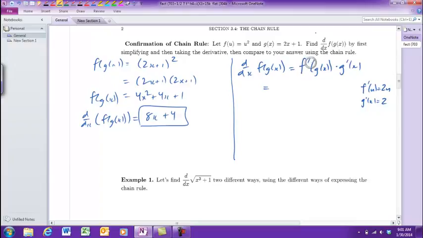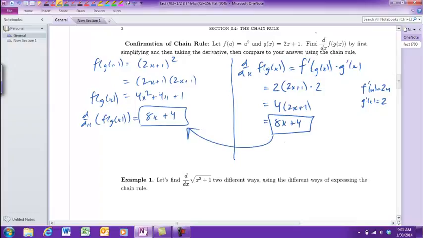So what is f prime of g of x? That means I'm plugging g of x into this function right here. So f prime of g of x is equal to 2 times g of x, and g of x is 2x plus 1. So that's 2 times 2x plus 1. And then we multiply that by g prime of x, which we just found to be 2. This is 4 times 2x plus 1, or 8x plus 4. And these are the same.